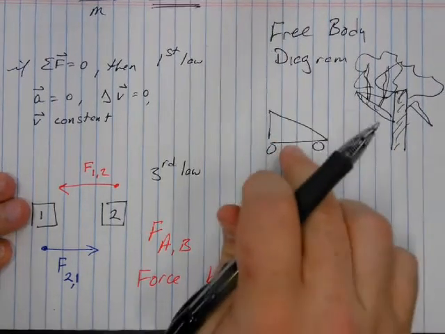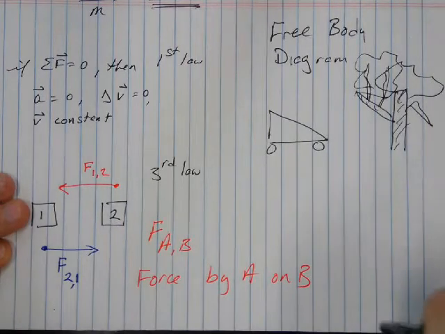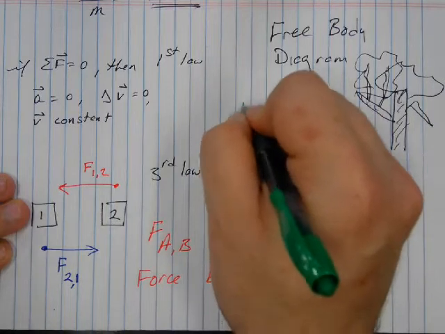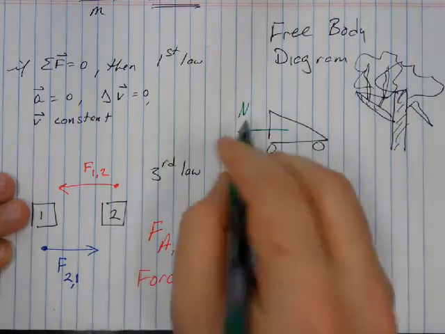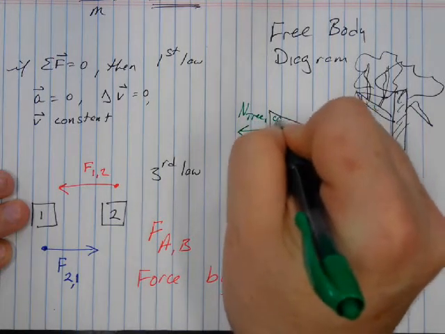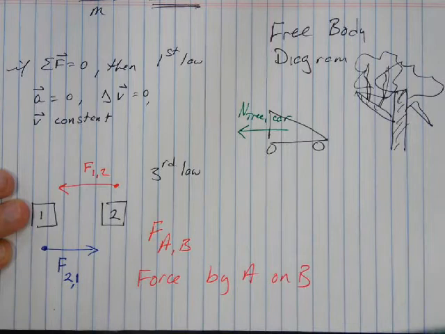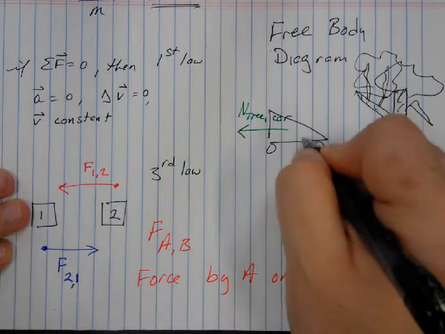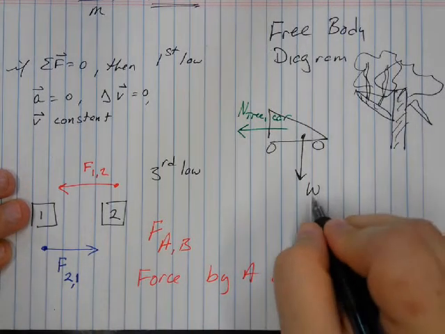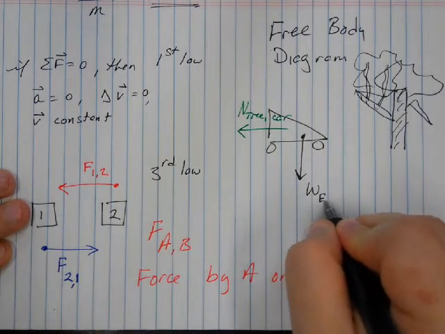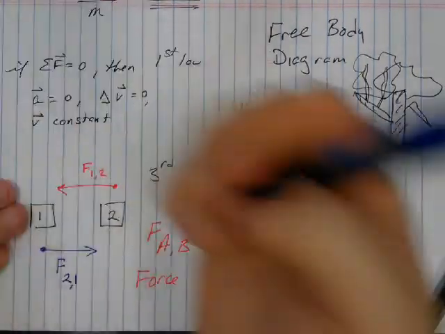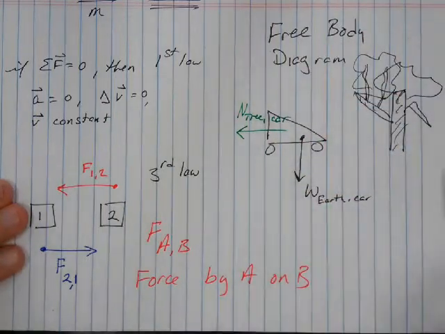So the car is going to experience a fairly big force backwards, which we'll call N for the moment. And we would write this as N by the tree on the car. And it's going to feel some other forces, right? There's going to be the earth pulling it down. So we'll have the weight, and it is by the earth on the car.